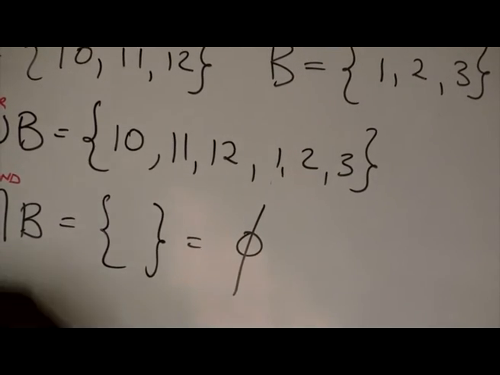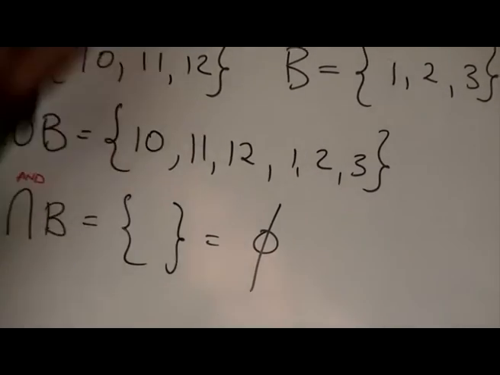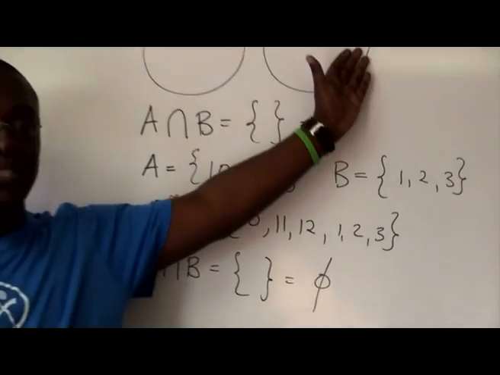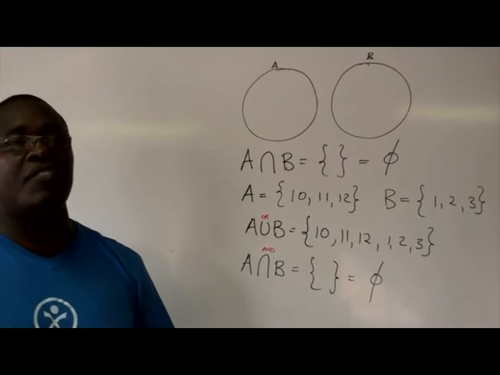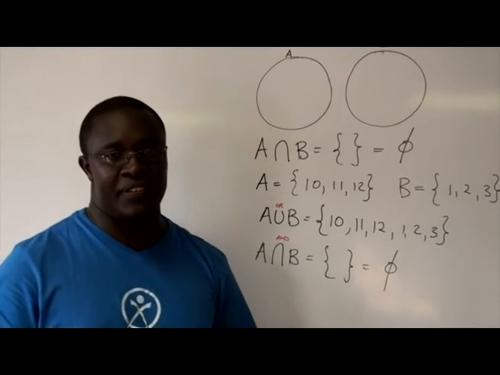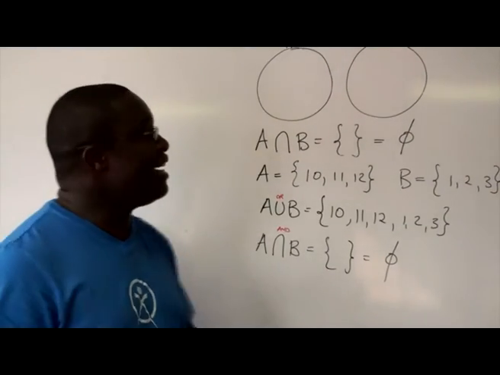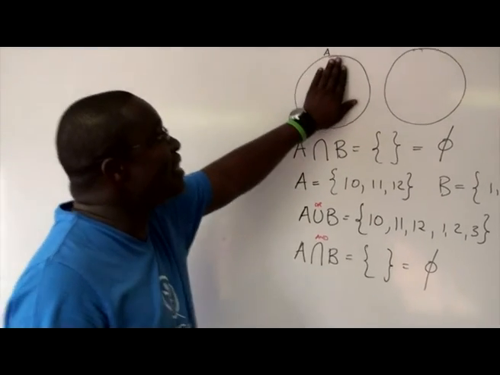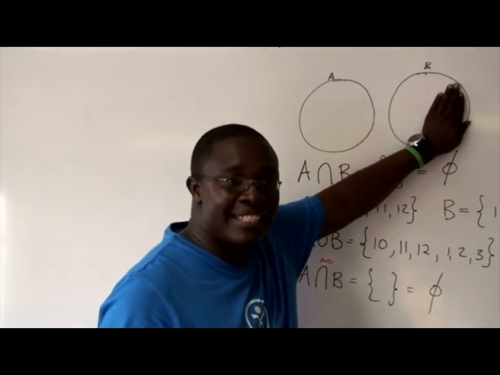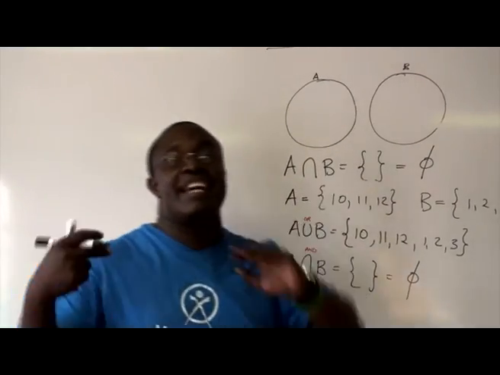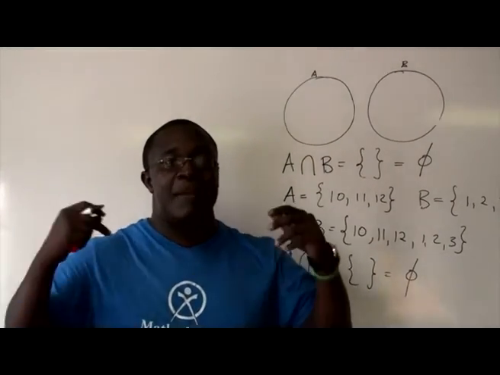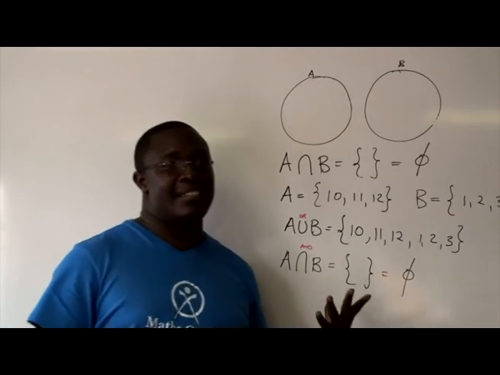Now you have shown that these two sets are mutually exclusive. So think of examples of mutually exclusive sets where, if you're in this set, you can't be in the other set, because you can't be in both. Think of examples that you can use and apply in mathematics in sets.